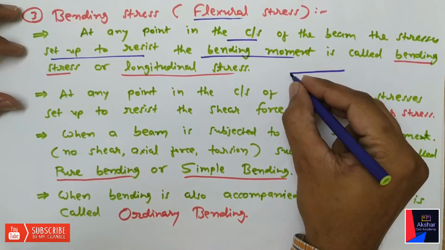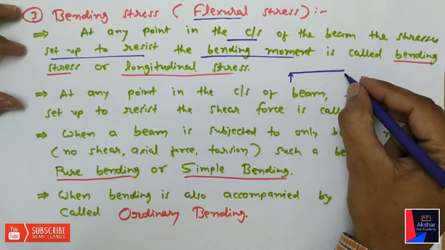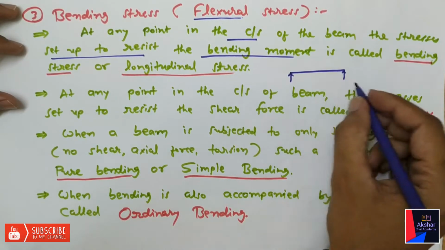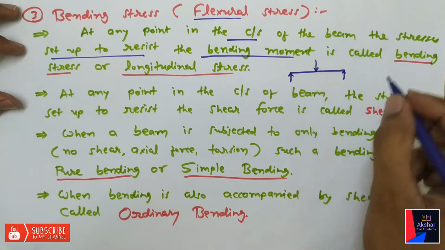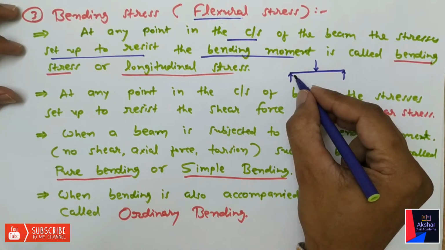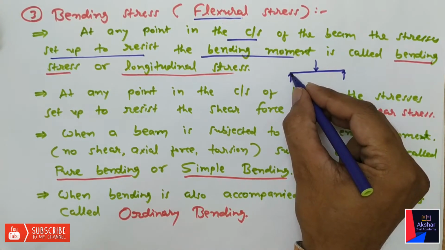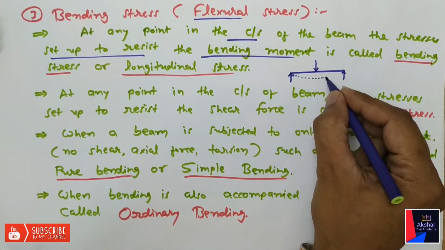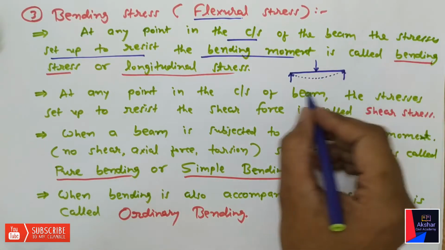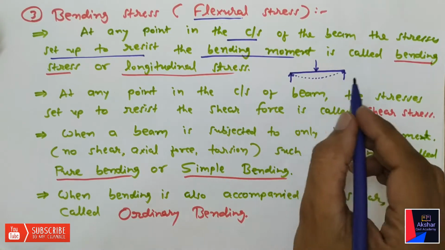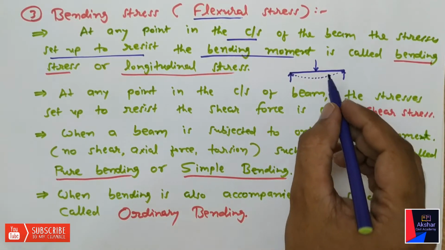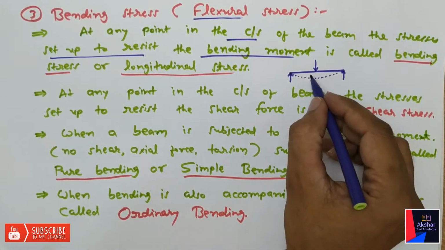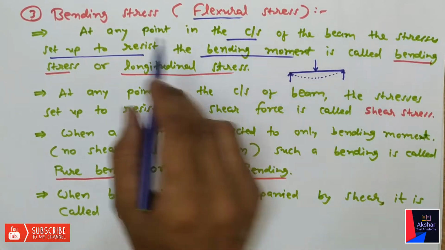Suppose there is a beam supported and it is loaded in this way, so it will be subjected to bending moment. In this way it will try to change its shape. So to prevent such bending, the internal resistance developed in the beam is called bending stresses.